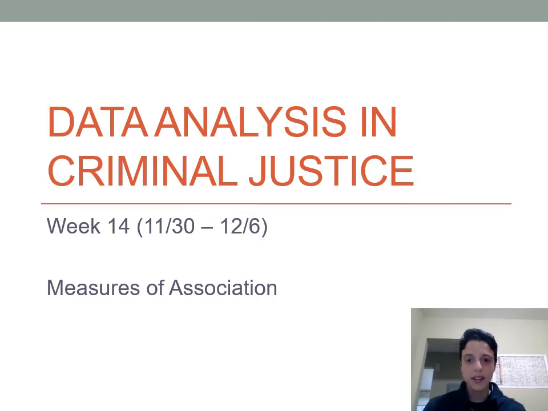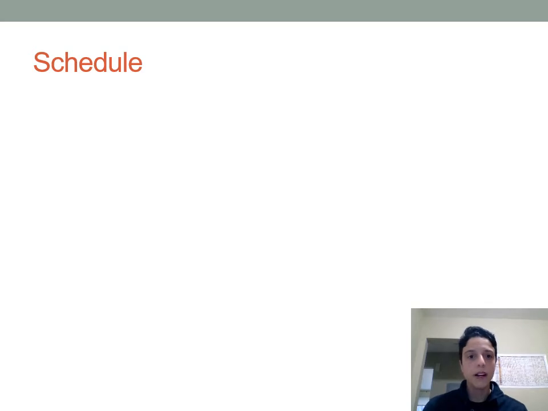And the topic for today's lecture is going to be measures of association. Specifically, we'll be talking about chi-square tests and correlations. And what both of these do is they give you information about whether one variable is related to another variable. And we'll talk about what that means also. Before I do that, though, I just want to go through the schedule for the end of the semester.